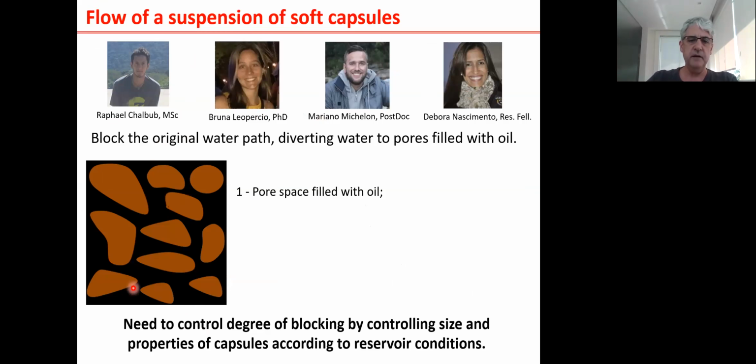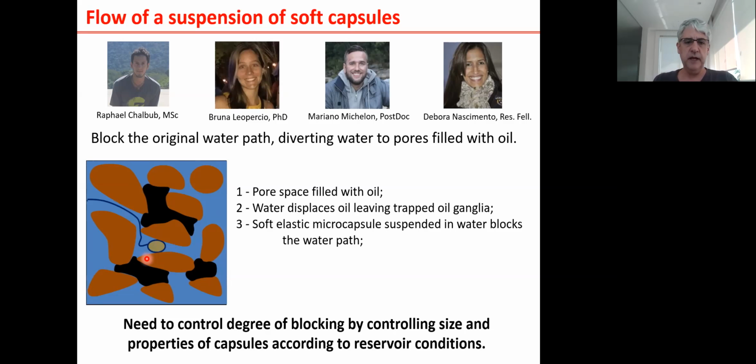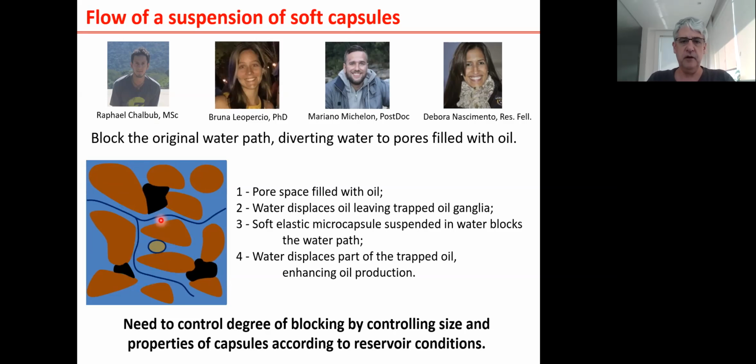So the basic idea is that if you have a region of a reservoir that's saturated with oil, if you inject water, the water will displace that oil. But again, as we discussed before, some oil ganglia will be trapped by capillarity. So now if in this water phase, we inject some soft microcapsule, if we have the right size of the capsule and the right mechanical property, it may get stuck in a pore throat. And once it blocks that water preferential path, the pressure will go up. So you change the pressure distribution that's acting in the oil ganglia, and then you're able to displace that oil ganglia. So once you displace that oil ganglia, it means that you're increasing the amount of oil that's being displaced.